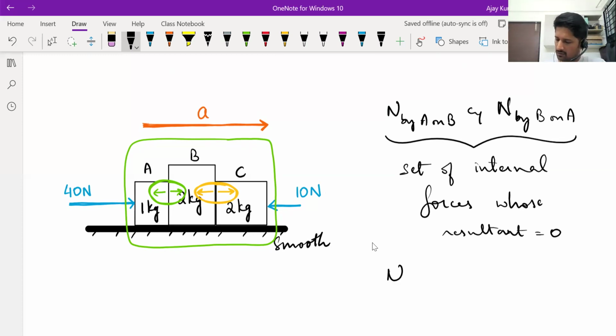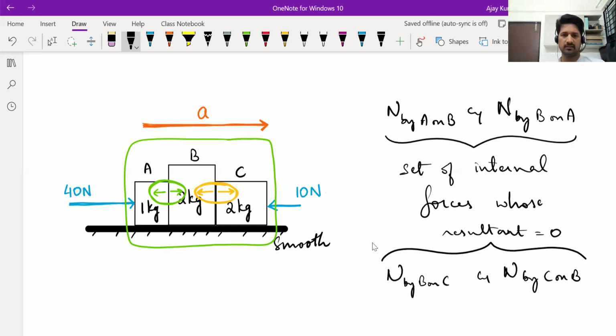Similarly, normal force by B on C and normal force by C on B. To the entire system, if you see, they are another set of internal forces whose resultant is 0. Okay, so take this for granted. The resultant of all internal forces on a system will always be 0. Why? Because if you consider one of the internal forces, the reaction to that will also be inside the system itself. And the action and the reaction, since they have the same strength and opposite directions, on the whole system, if you see, they won't show any effect. Individually on the blocks, they will show effect.